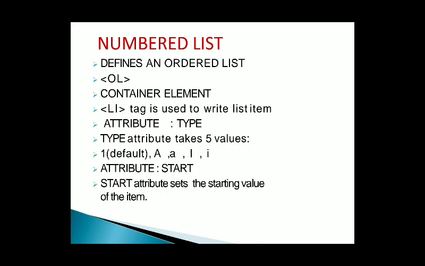Now the other attribute is start. The start attribute sets the starting value of the list. Like if I give the start attribute value as 5, the first list item will be the fifth. If the type is 1 and you give the start value as 5, your list will start from 5 6 7 8 9 and so on.